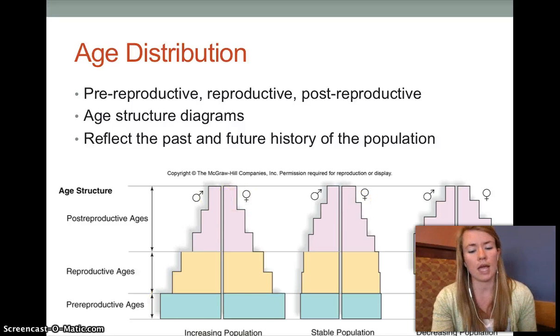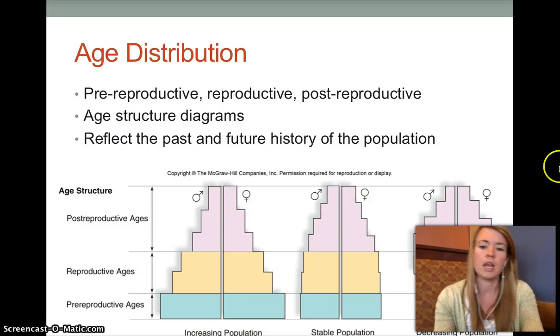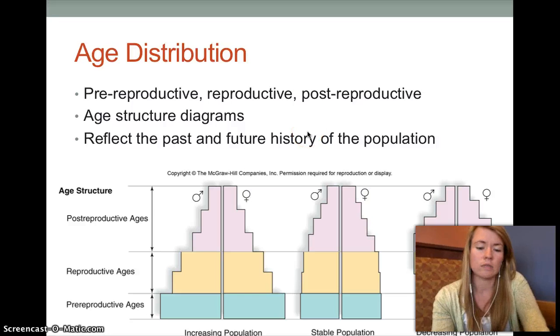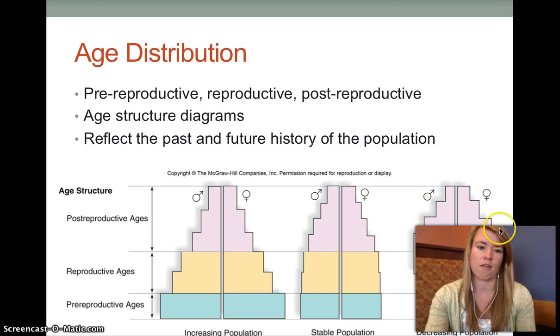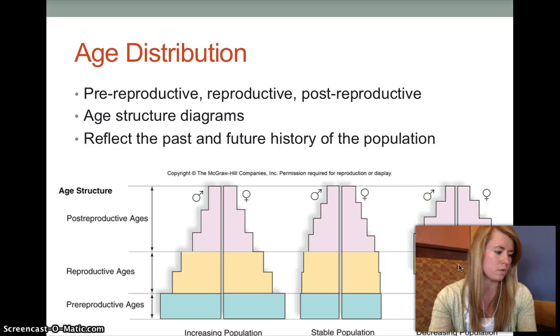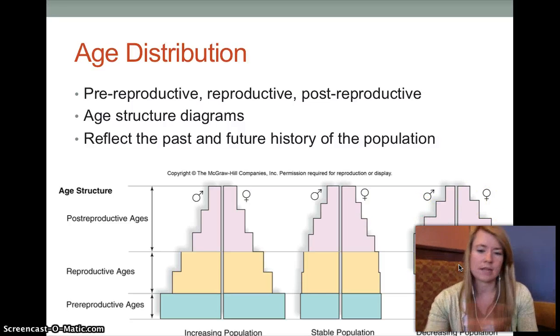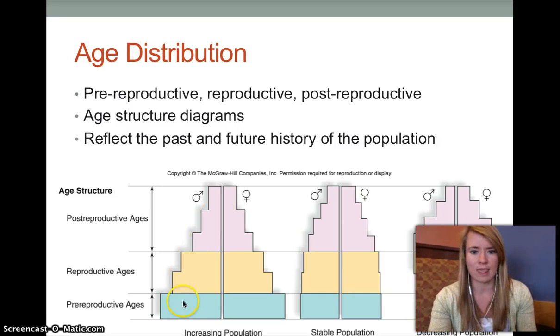So if you categorize your population and you make these age distribution charts, you can really see where your population is going to go. So if you have a lot of pre-reproductive down here, and it narrows, you can say that you're going to be increasing, right? Because you have more young than old. If it's about the same the whole time, you have a stable population, and if you're decreasing, you would see a lot of post-reproductive or reproductive individuals. So we can reflect on how our population is going to change based on these things.